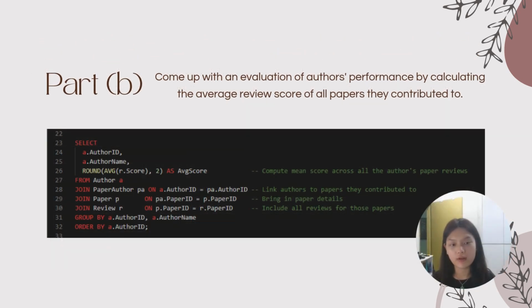It first starts with the select of author table author ID and the author table author name, which is then followed by the aggregate function of average review table score, which computes the mean across all available review scores, and round 2, which formats the value to 2 decimal places. The query then continues with a from author and joins paper author to link authors to paper. It then joins paper for context and left joins reviews so that papers without reviews don't exclude the author from the result.